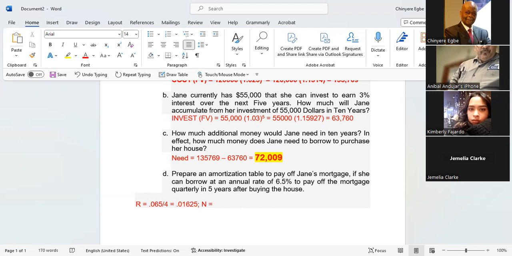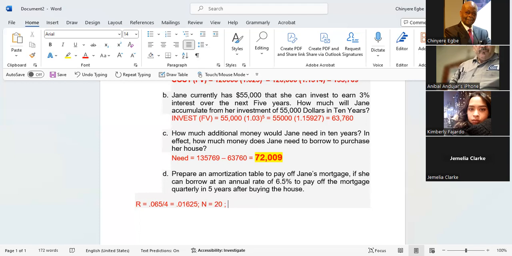How many periods are you going to be paying this thing off? How many quarters are there in 5 years? 20. There'll be 20 quarters in 5 years. Okay. All right.